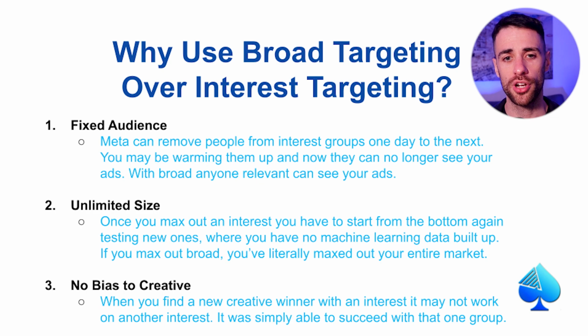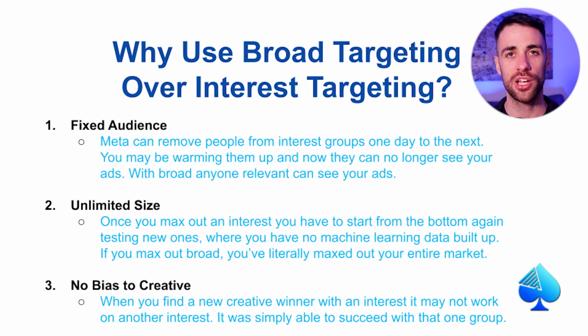So why are we using broad targeting over interest targeting? Well, the first thing is you've got a fixed audience with broad. If you think about interest, Meta can remove people from your interest groups from one day to the next. So you may be warming people up and then they're no longer in your interest audience and they can no longer see your ads. With broad, anyone relevant to your ads is always going to be able to see it. So you never have that issue of people just dropping out and you losing the ability to convert that person you spent money trying to warm up and nurture.